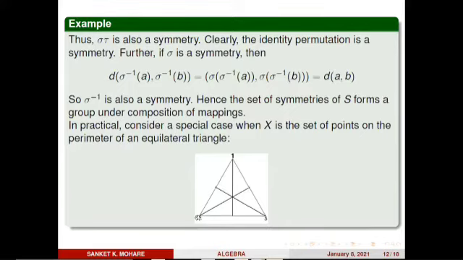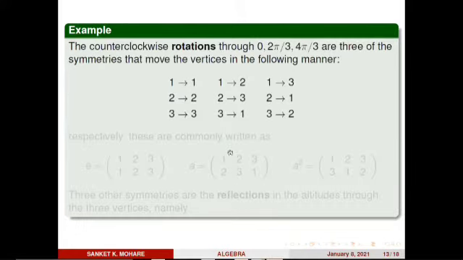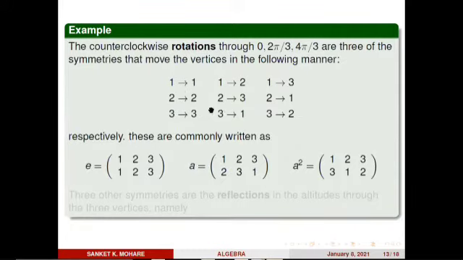Okay, similarly at 240, 2 goes to where? 1. Okay, similarly here, so what is obtained? 1 goes to 3, 2 goes to 1, and 3 goes to 2. Okay. And this is commonly written as 1, 2, 3. So 1 goes to where? 1. 2 goes to where? 2. 3 goes to where? 3. So at 0 degree, there is no change.